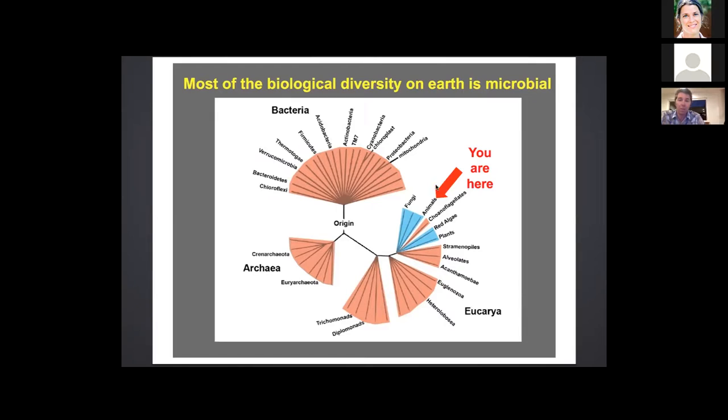And then also note that we are here. This is animals, shown with the red arrow. And I always like showing this because it highlights that we're really closely related to fungi. And I think that's really good for our hubris to remind ourselves that in the grand scheme of things, we're actually really closely related to mushrooms and molds and stuff like that. So, a lot of microbial diversity that's out there.